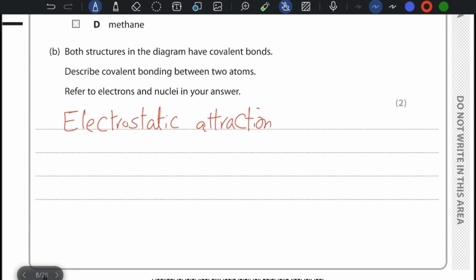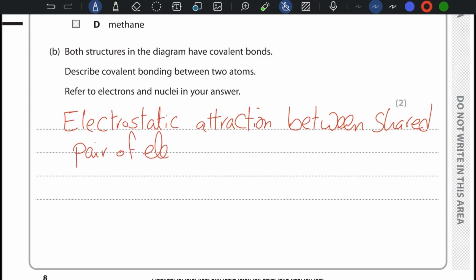So he is asking now about the covalent bond. So, electrostatic attraction between shared pair of electrons and nuclei of bonded atoms, or we just mention nuclei and get the mark.